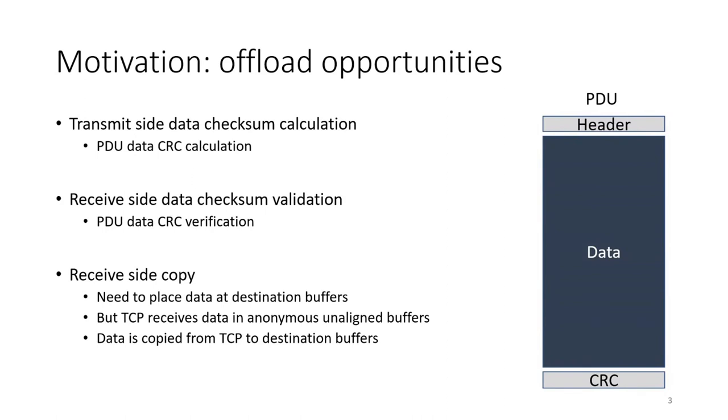There are several offload opportunities when considering storage protocols. The first two are related to checksum offloading. Storage protocols use application layer checksums that are usually present at the trailer of the PDU. On transmit, we can offload its calculation and on receive its verification. Additionally, storage protocols require copying data from TCP packets to destination buffers. A destination buffer can reside even in user space, and so it's particularly challenging, as TCP receives data in anonymous, unaligned buffers, and these buffers also contain protocol metadata headers that should not reside in the destination buffers. As a result, storage stacks opt to copy data from TCP packets to destination buffers.